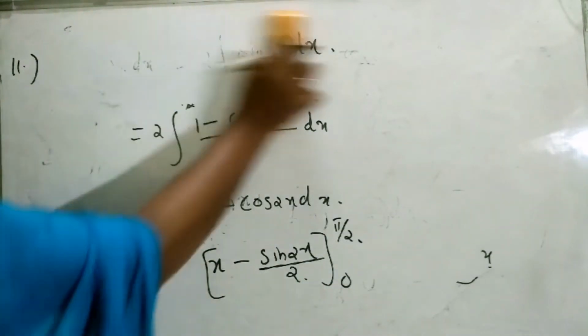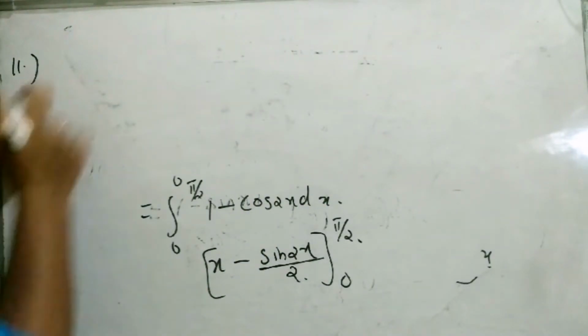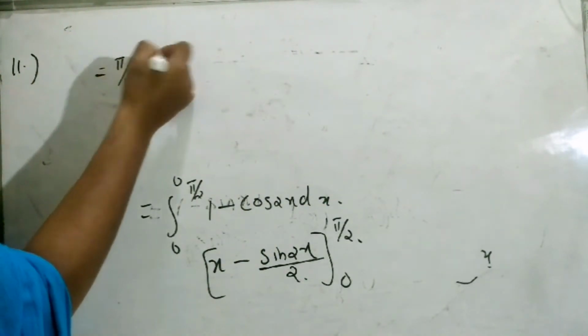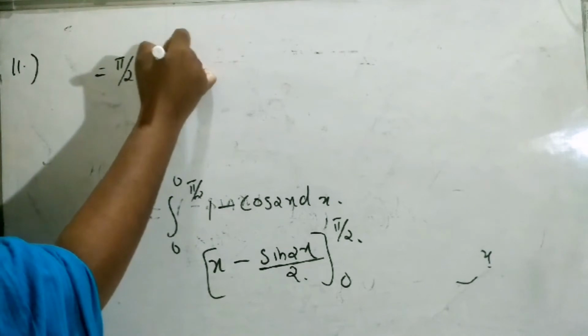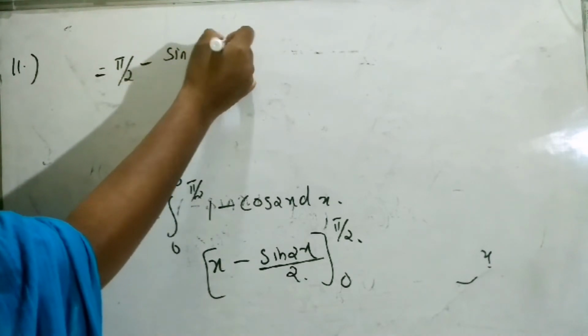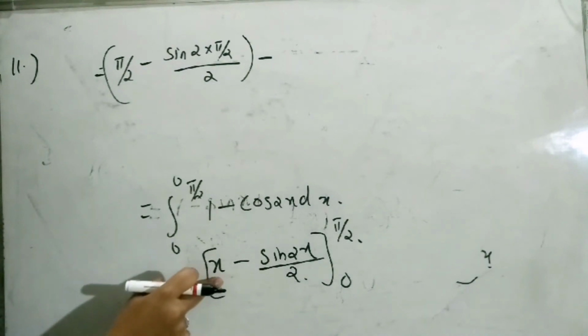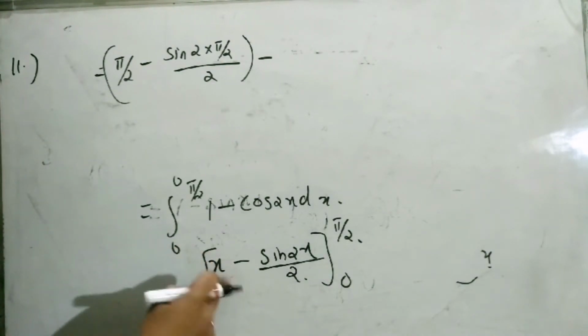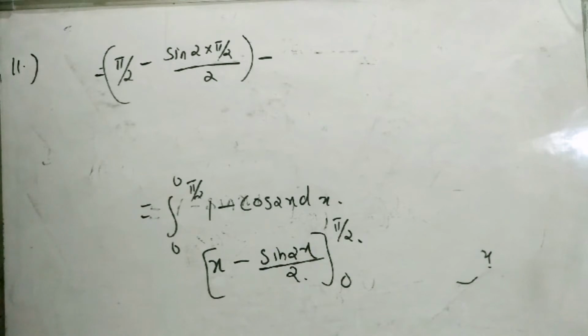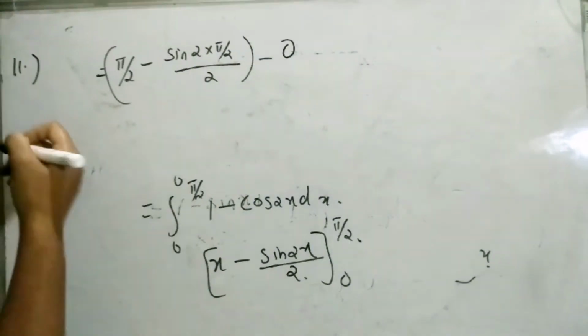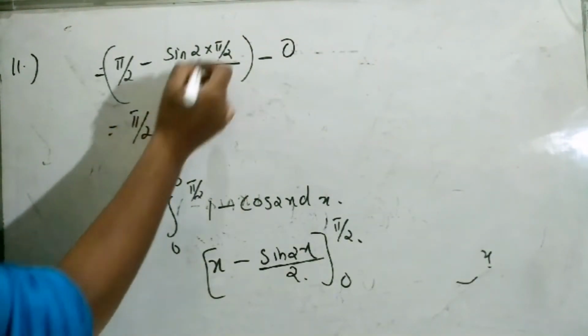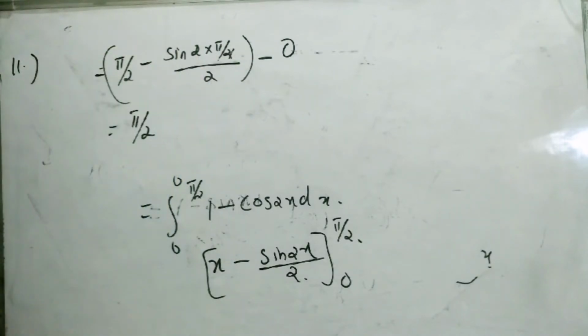Now just apply the upper limit and the lower limit, and we will get pi by 2 minus sine 2 into pi by 2 by 2, minus of 0. If you put x is equal to 0, this term becomes 0, and we know that sine 0 is 0, so that entire term is 0. And this is pi by 2. The 2s get cancelled and we will have sine pi. Sine pi value is 0. So the answer is pi by 2.